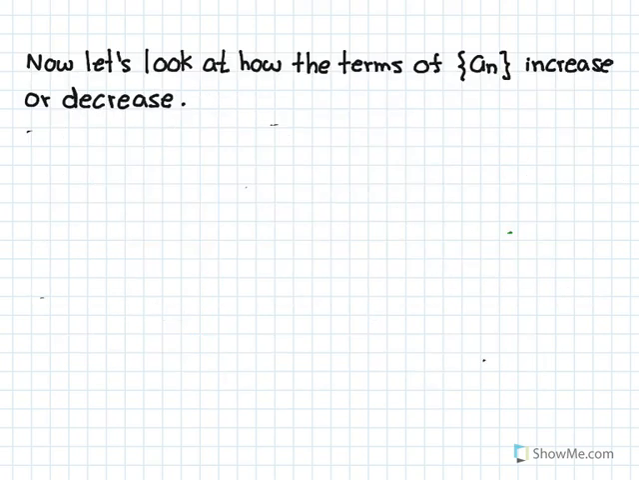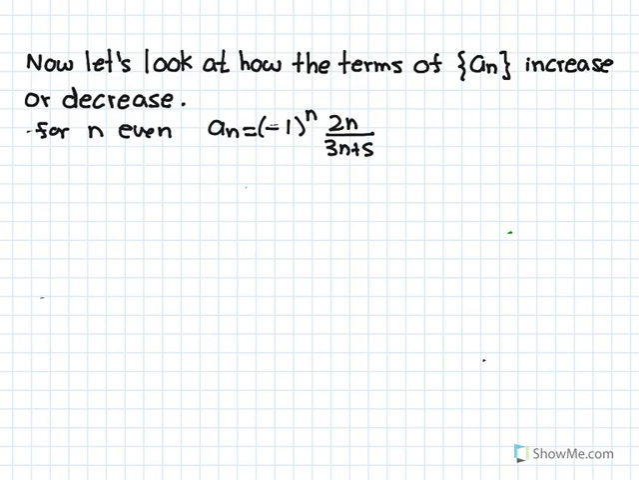All right, so now let's look at how the terms of this sequence increase or decrease. So notice that for n even, when n is an even integer, a_n is equal to (-1)^n times 2n divided by 3n plus 5. And because n is even, (-1)^n gives us plus 1, so we get 2n divided by 3n plus 5. Now, does this increase or decrease?